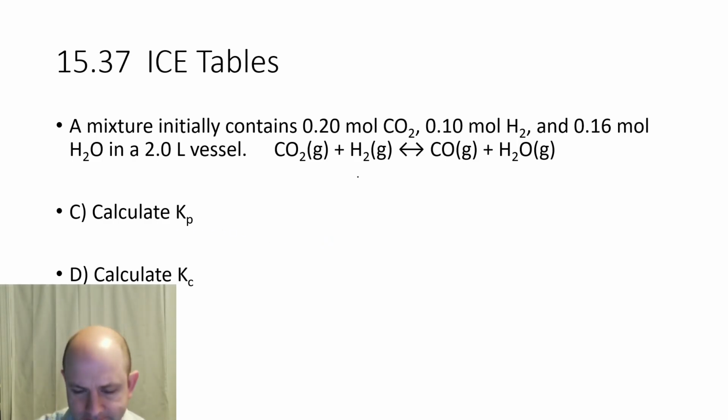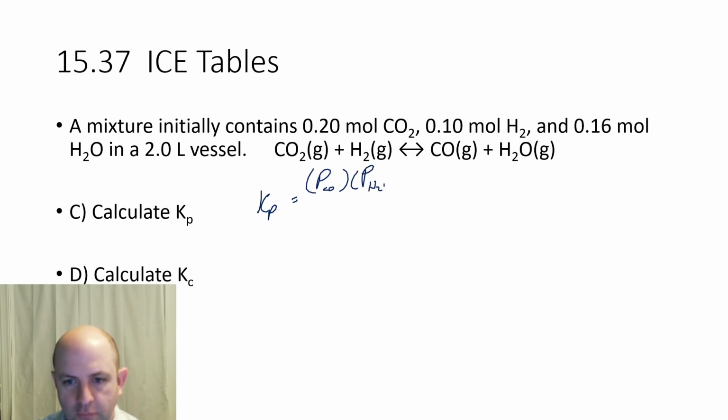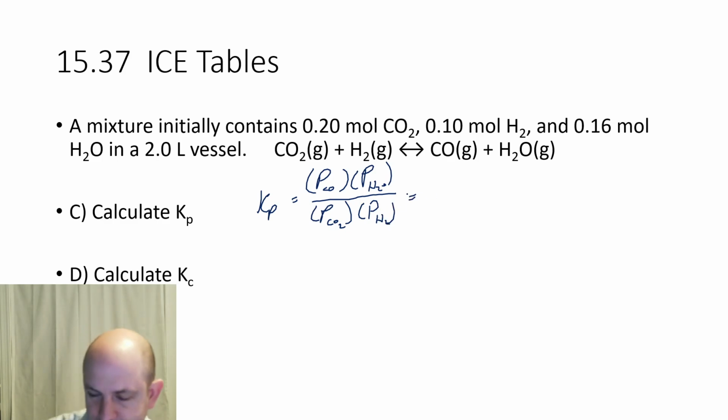All right, now that we've got those numbers, part C, they want us to calculate Kp for this equation. And so Kp is products over reactants. So in this case, it's the partial pressure of carbon monoxide times the partial pressure of water over the partial pressure of carbon dioxide and over the partial pressure of hydrogen, right? So it's still products over reactants. All right? And in this case, we say, okay, let's plug in those numbers.